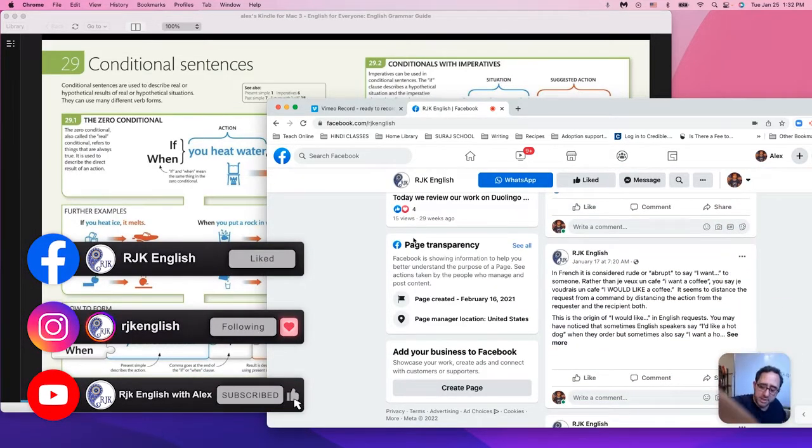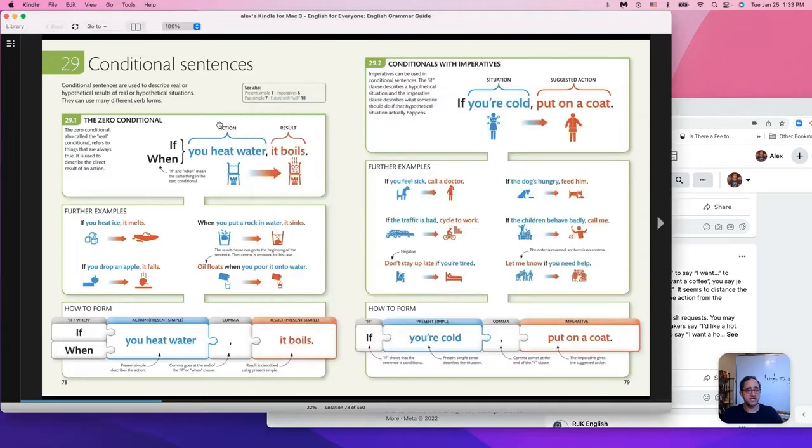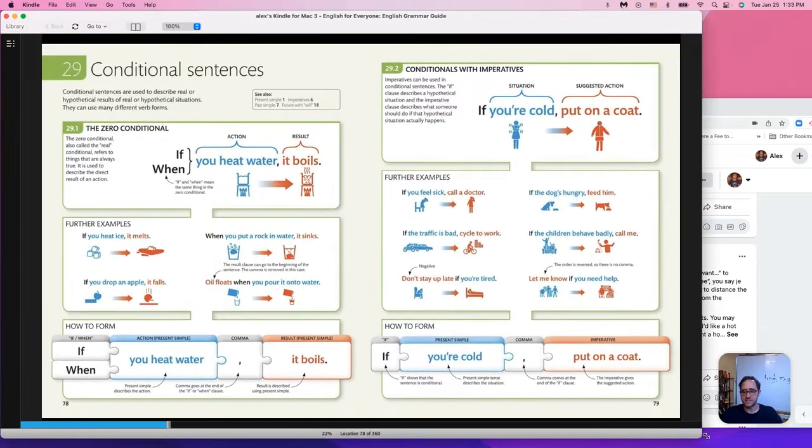We are continuing to go through basic English grammar. I hope you are learning a lot. We are on to conditional sentences. Let's go ahead and start.